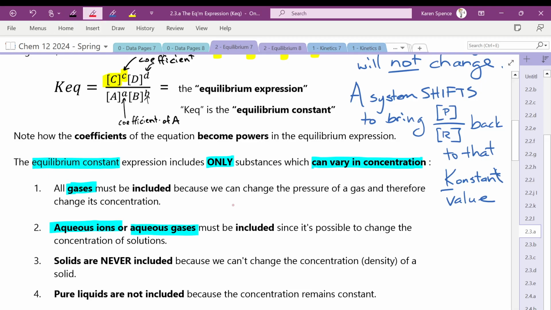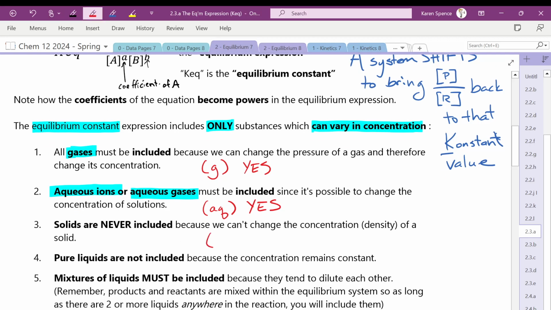So gases, yes. Aqueous, yes. Do solids have a concentration? No. So solids, no. Those are not written in the equilibrium expression, and they will not cause a shift in a system. If you increase the amount of solid or decrease the amount of solid, you will not be shifting the equilibrium. Pure liquids. No.